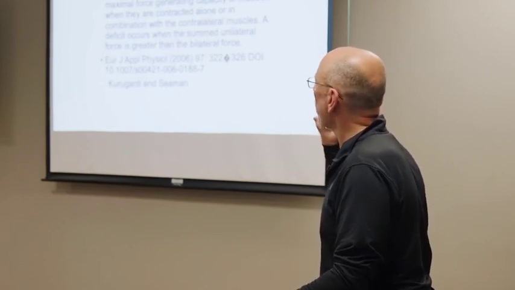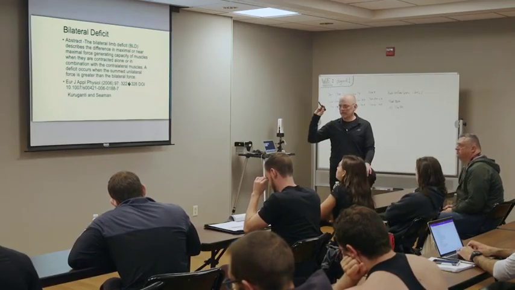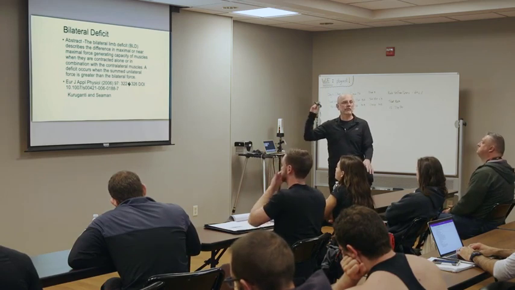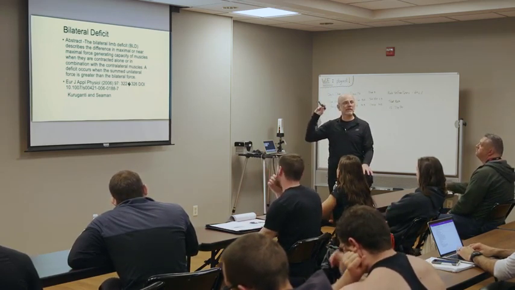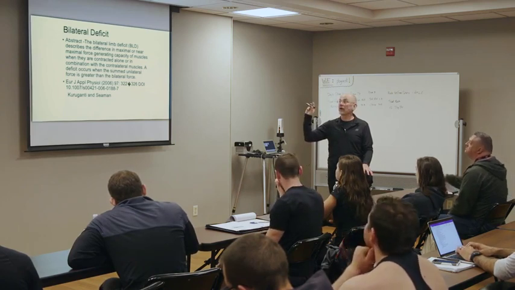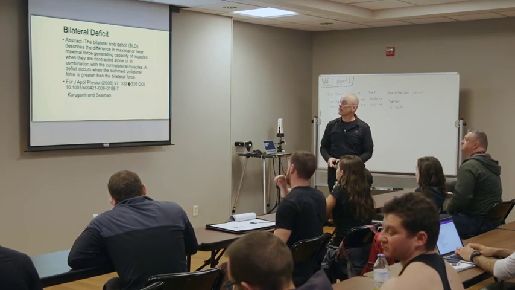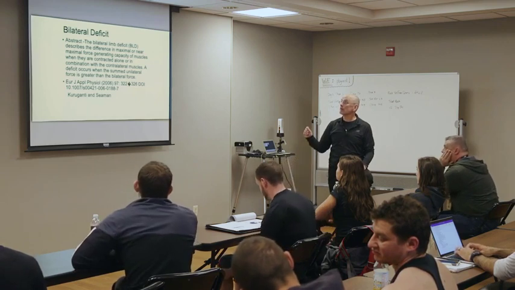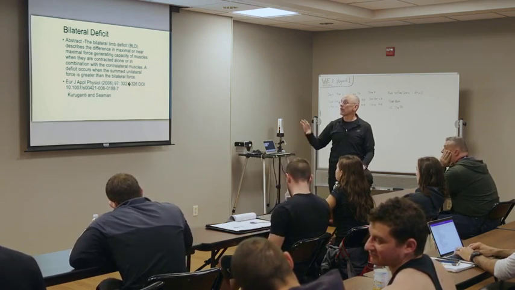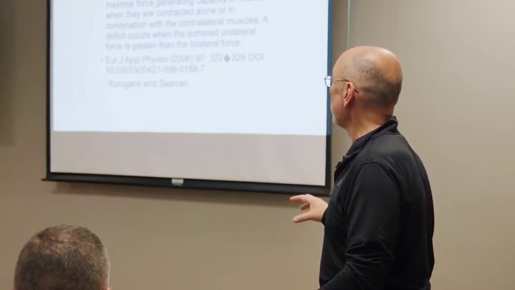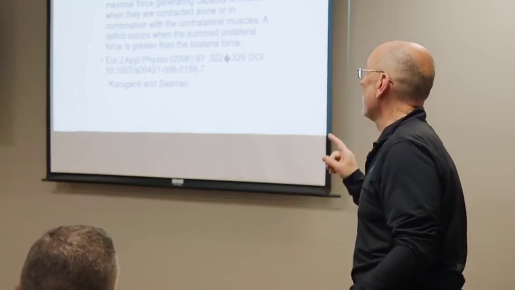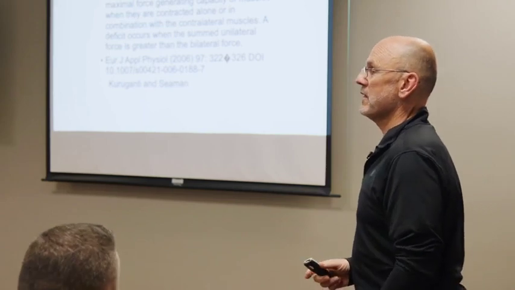But this is the most important thing. And I've said this, and I'm going to say it again, and I'll probably say it in Functional Strength Coach 8, and I'll probably say it in Functional Strength Coach 9. This bilateral deficit is real, okay? The bilateral limb deficit describes the difference in maximal or near maximal force generating capacity of muscles when they are contracting alone or in combination with the contralateral muscles. A deficit occurs when the summed unilateral force is greater than the bilateral force.